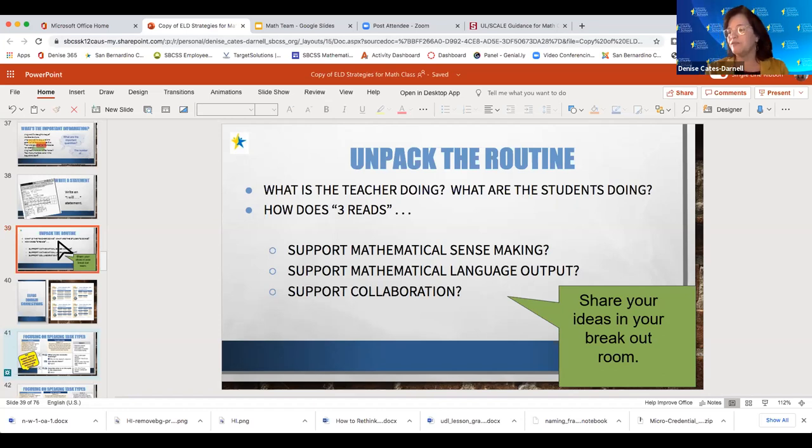I'm going to give you about 4 minutes to discuss in your group. And just before we go into groups, I want to ask, does anyone have a question about what we're going to do in our breakout room? Can I have one brave person who's going to tell us the directions for our breakout room task?